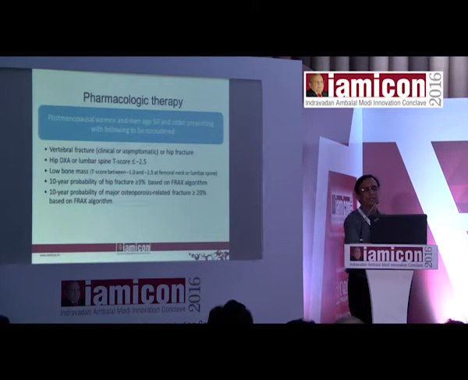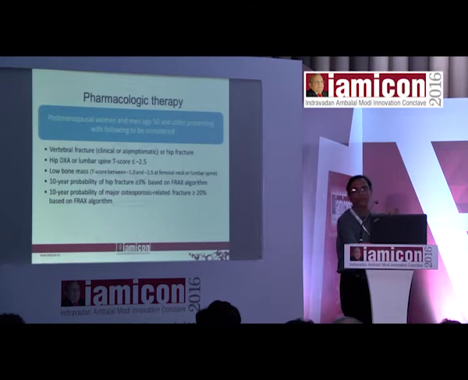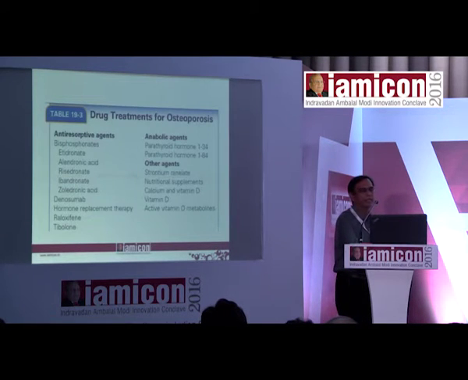When we see therapy-wise, where we need to give medicines: vertebral fractures or hip fractures, T-score less than -2.5, or low bone mass with T-score between -1 and -2.5 and a 10-year probability of hip fracture of more than 3% based on the FRAX algorithm. I already told you about the FRAX algorithm. Or a 10-year probability of major osteoporotic fracture of more than 20% based on the FRAX algorithm. All these people need some sort of medication.